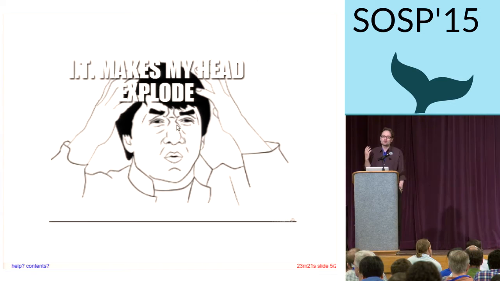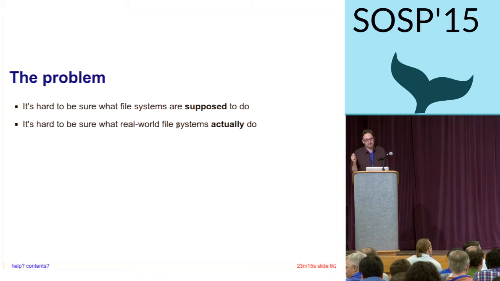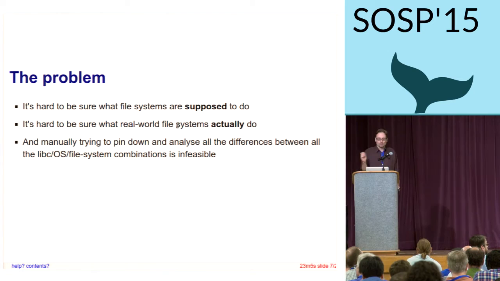So the problem is that it's hard to be sure what file systems are supposed to do, and it's hard to be sure what real-world file systems actually do. Trying to manually pin down and analyze all the differences between all the libc, OS, and file system combinations is a non-starter. You're not going to be able to do that.